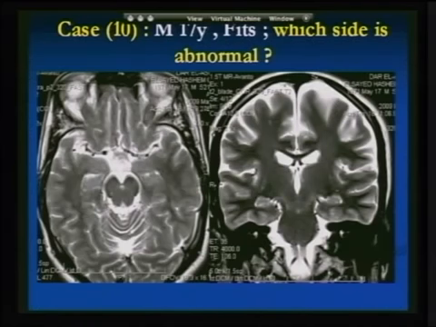In epilepsy, this is a male, 7 years old, coming with fits. Which side is abnormal? We can see this is axial T2. You can see they are symmetric. On coronal thin cuts, both hippocampi are symmetric.